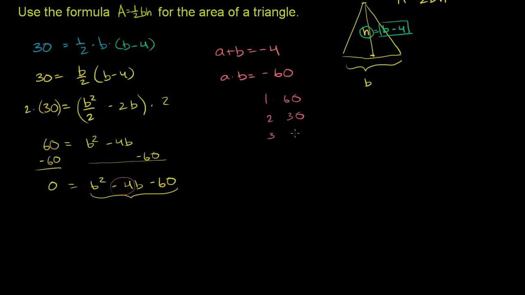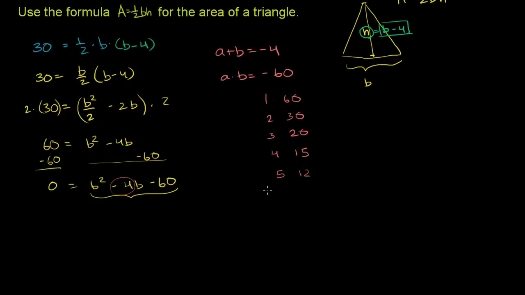3 and 20, still too far apart. If you had made one negative, you would either get negative 17 or positive 17. Then you can have 4 and 15, still too far apart. If you made one of them negative, their sum would be either negative 11 or positive 11. Then you have 5 and 12, still seems too far apart from each other.